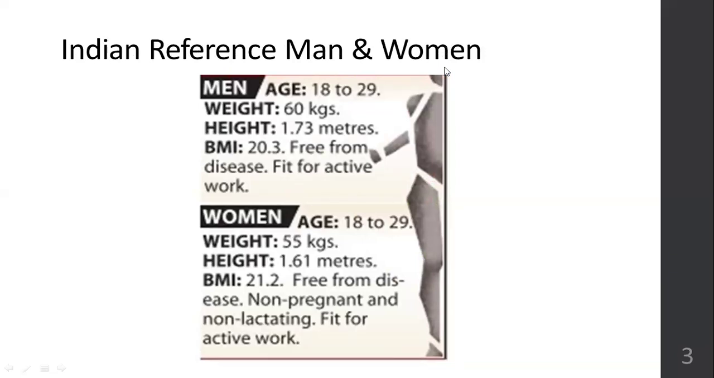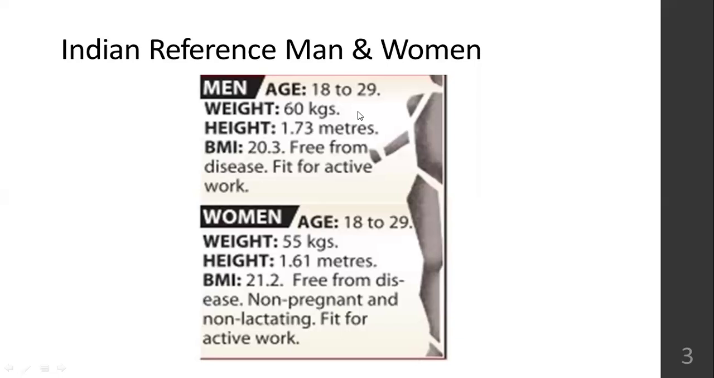The indices that you see here have changed a little bit. Right now, the Indian reference man's weight is around 65 kg. This is an old source here, where 60 kg is mentioned, but right now the Indian reference man's weight is around 65 kg. It does not mean that an Indian man's ideal weight is 65.